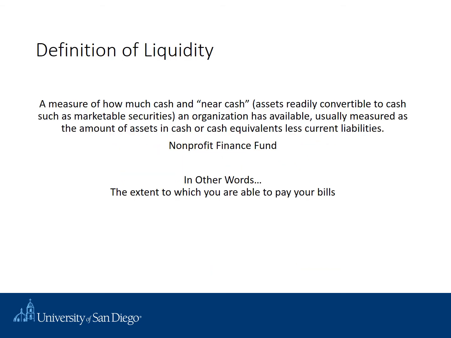First off, what is liquidity? Liquidity, as defined by the Nonprofit Finance Fund, is a measure of how much cash and near cash an organization has available, usually measured as the amount of assets in cash or cash equivalents less current liabilities. In other words, it is a measure of how much cash or assets that can be converted to cash to cover the bills. If your revenue has stopped completely, how much cash or cash equivalent assets can your organization liquidate to pay your bills?